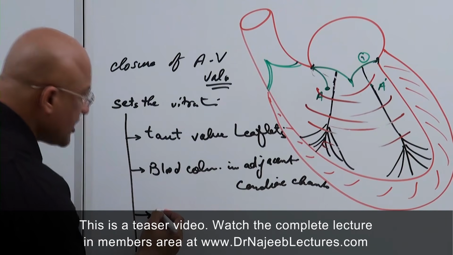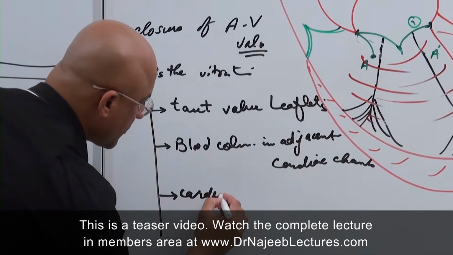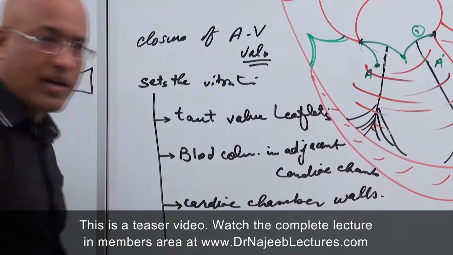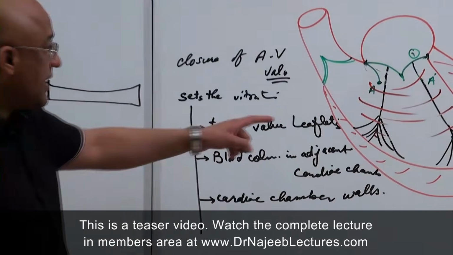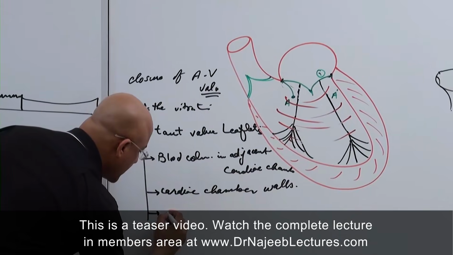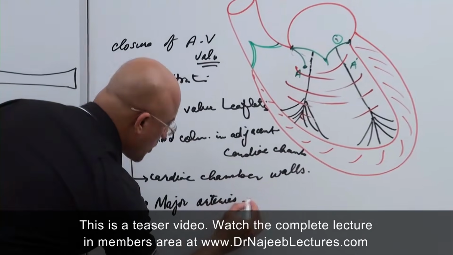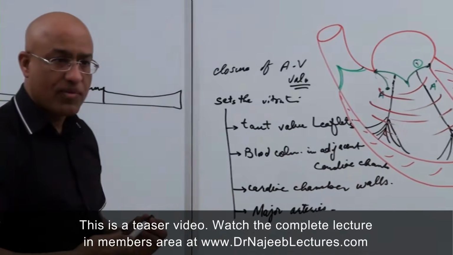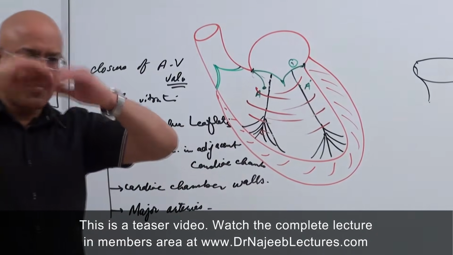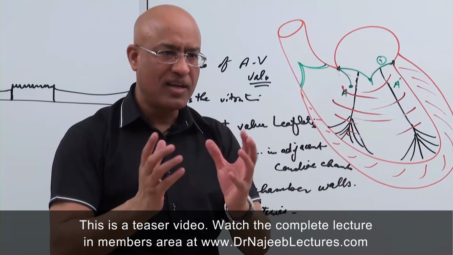Thirdly, vibrations of ventricular walls or cardiac chamber walls. Cardiac chambers will also vibrate, especially in this case both ventricles. And the major arteries, which are the aorta and pulmonary artery, all of them will vibrate. So when this whole apparatus vibrates, the valves will vibrate, the blood column will vibrate, the ventricular walls will vibrate, and the associated arteries also.